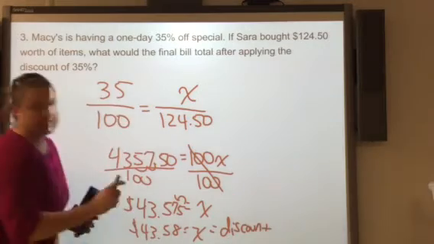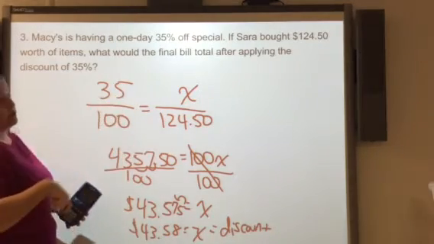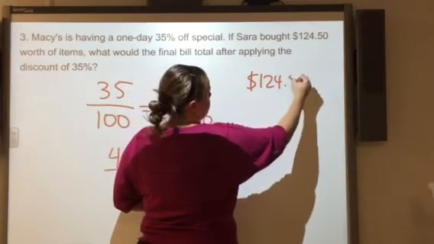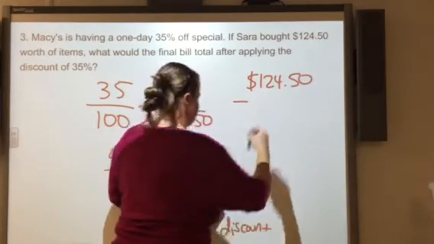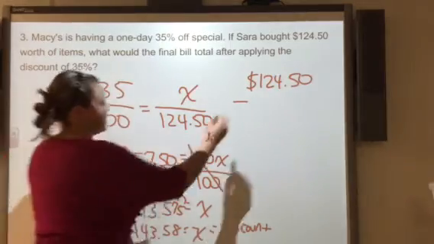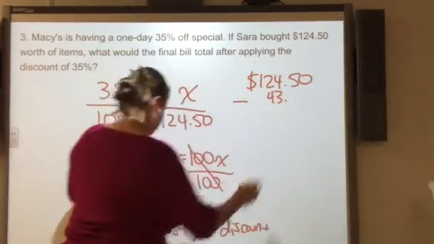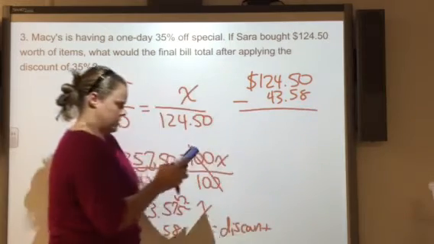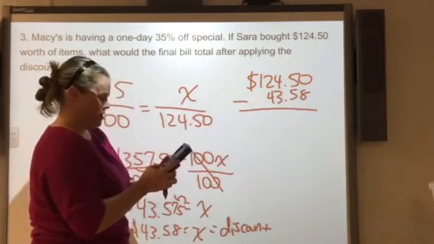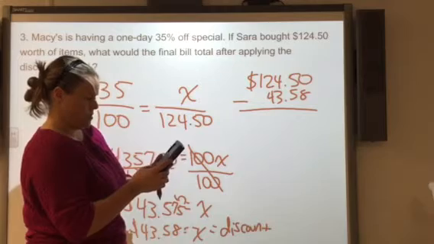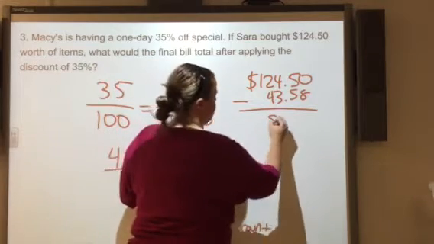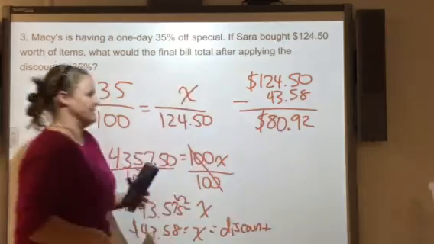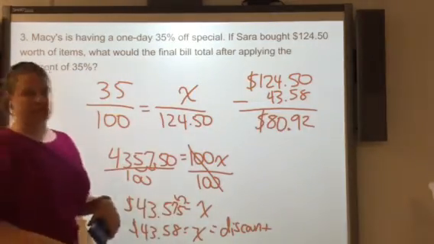So this is money you're saving, so we're going to take it away from the total value. The total value was $124.50 minus your discount of $43.58. And that's going to be, you owe $80.92. That's a really nice discount you got with the 35% off.